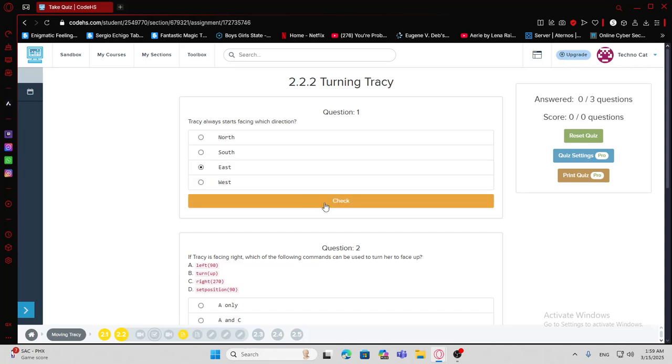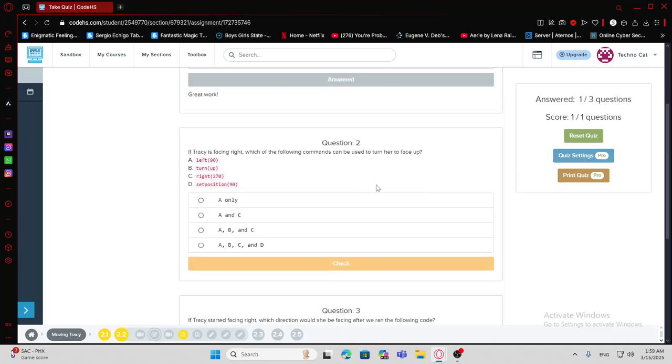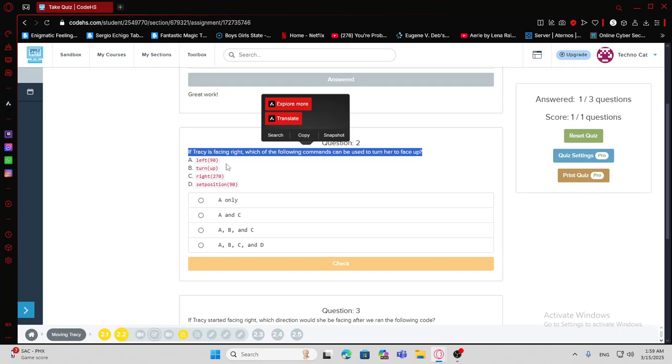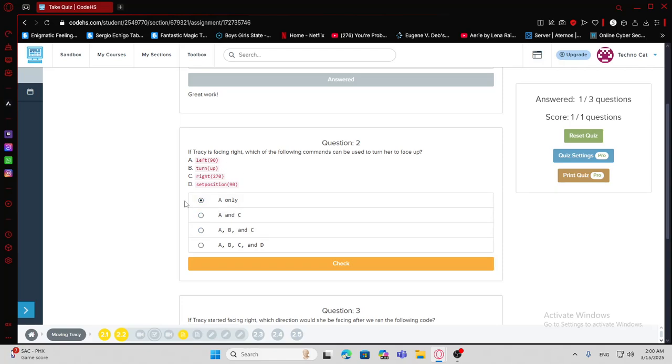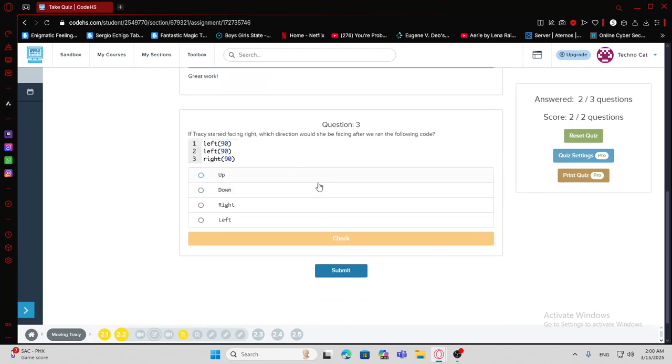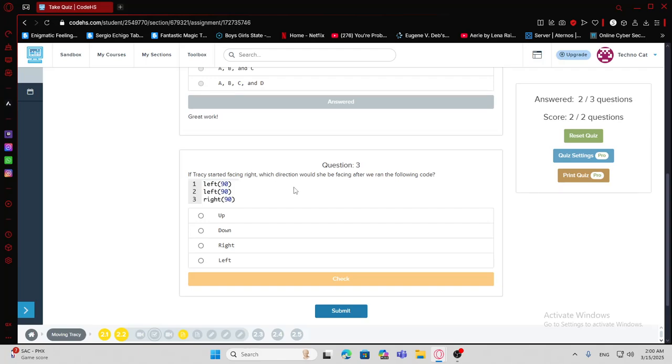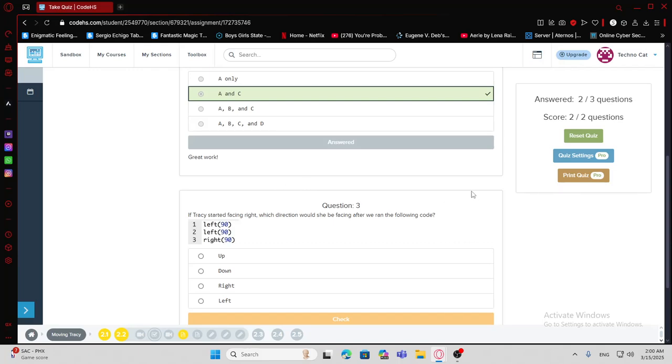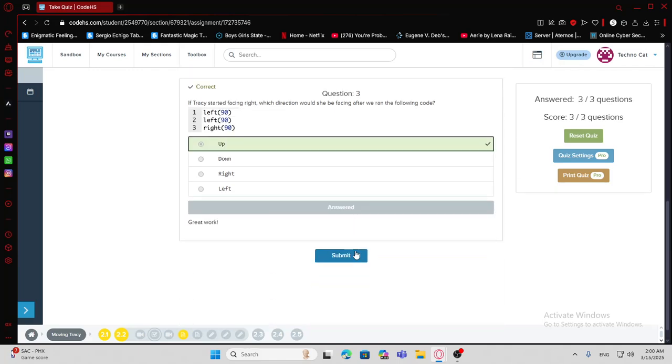Yeah, okay. If Tracy's facing right, which of the following commands can be used to make her face up? I'm not too sure of these. Wait, A and C sound about right. Oh, it's only 3 questions. Nice. Sorry, facing right. So she's facing right, and we turn her left by 90 degrees. She's gonna be facing north, and then left again, so she's facing left, and then right again. So she should be facing up. Easy.